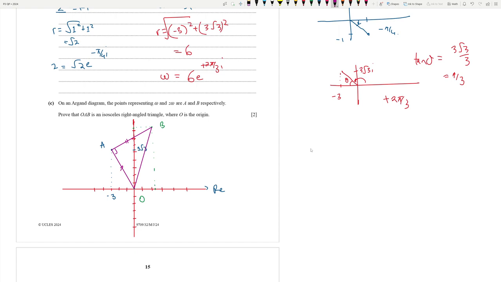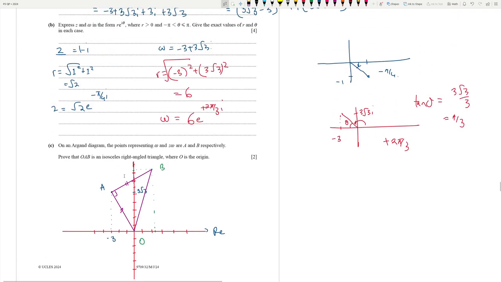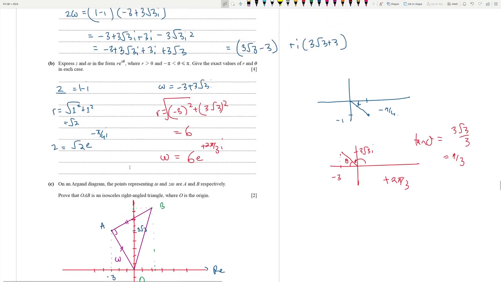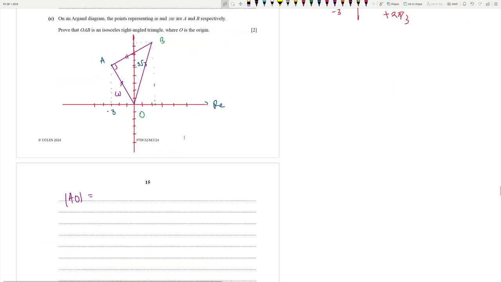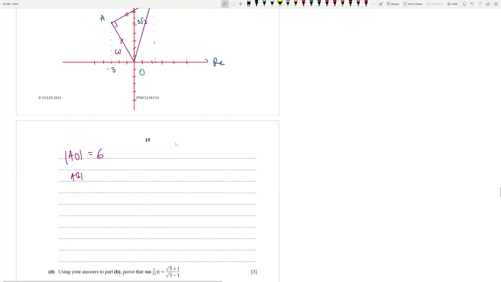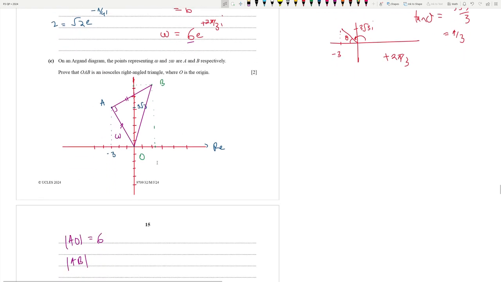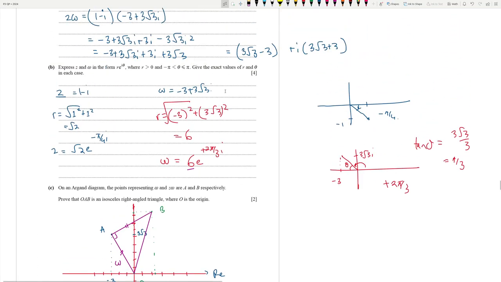So let's do this. So firstly, the value of AO. Okay, AO, that's basically, this is omega. We know that the value of omega is 6. And on the other hand, we need AB now. What is AB basically? It's basically OB minus OA.